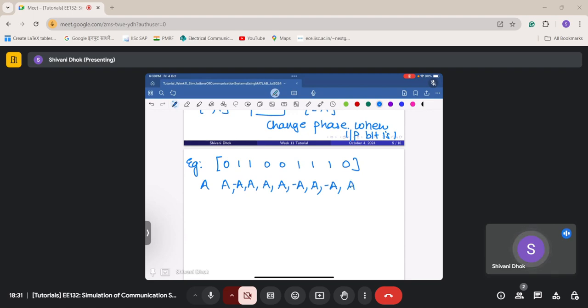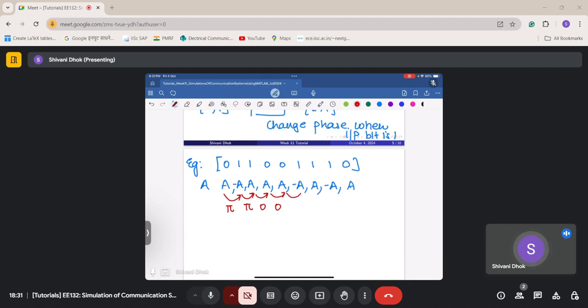Extremely sorry for the confusion, but this is the signal. So what is happening is, from 0 to 1 it is having a transition, so a pi radian phase shift. Then again we have 1 to 1 here, so again I have a pi radian phase shift, but now I have a 0, so there is no phase shift. Now again it is 0, so no phase shift.